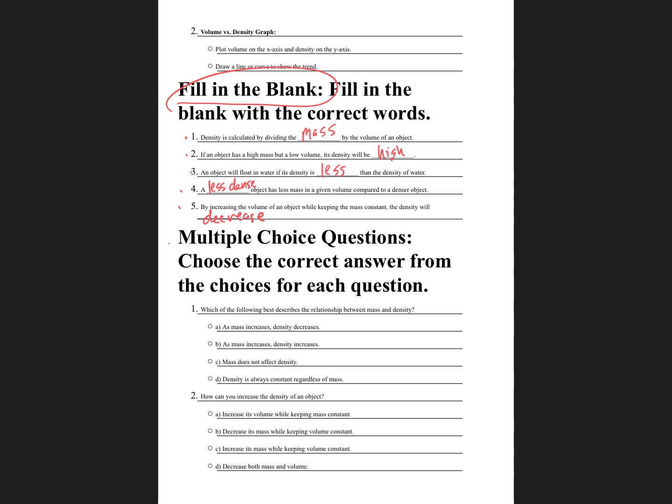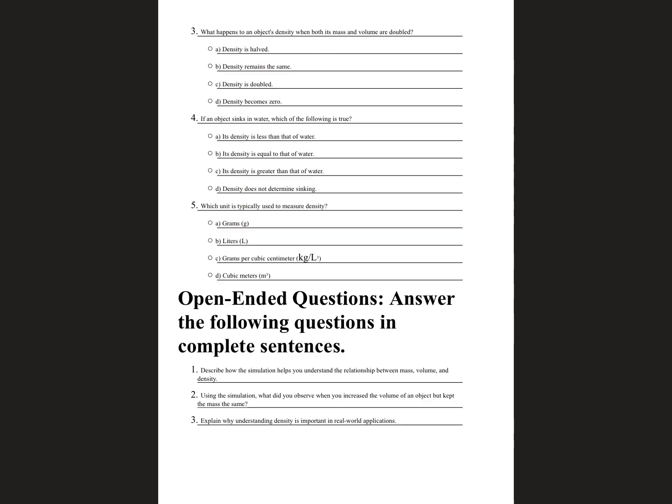Okay, multiple choice. Choose the correct answer from the choices for each question. Number one, which of the following best describes the relationship between mass and density? The answer would be letter B. As mass increases, density increases. Number two, how can you decrease the density of an object? Answer is letter C, increase its mass while keeping volume constant.